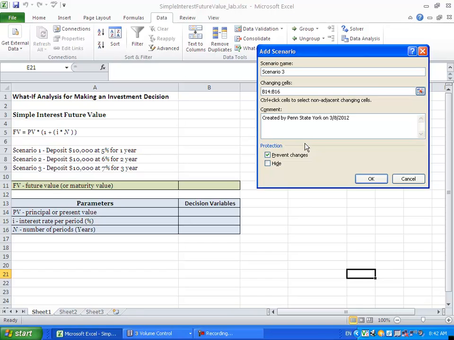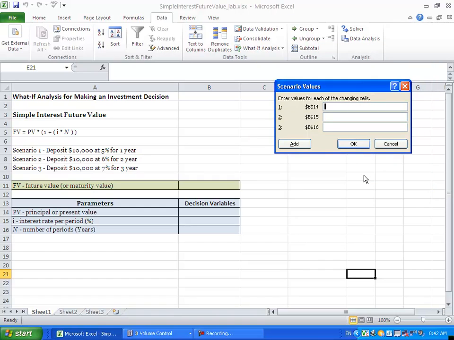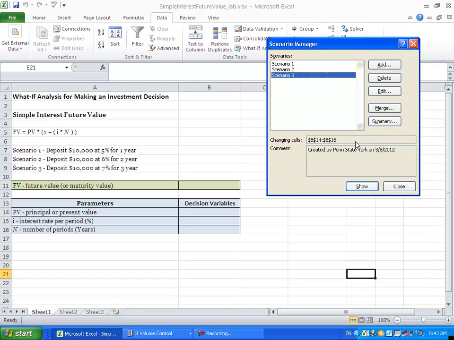And finally, scenario 3. Again, the decision variables will appear in B14, 15, and 16. I don't need to do anything. I do need to go back, and for scenario 3, my investment is $10,000. My interest rate at this time is 7%. And since I'm willing to give it to the bank for 3 years, they raise the interest rate a little bit on me. Now, at this time, I have three scenarios. I don't need to add another one. I simply can click OK. And there we have scenario 1, 2, and 3. We'll come back to that in a second.